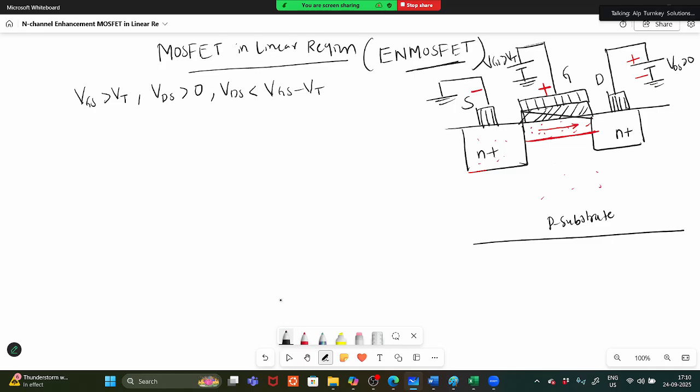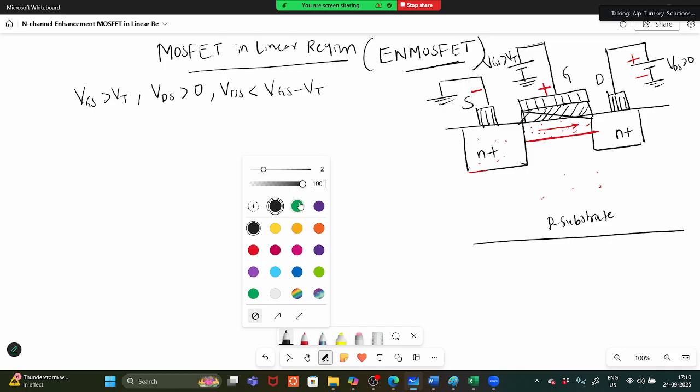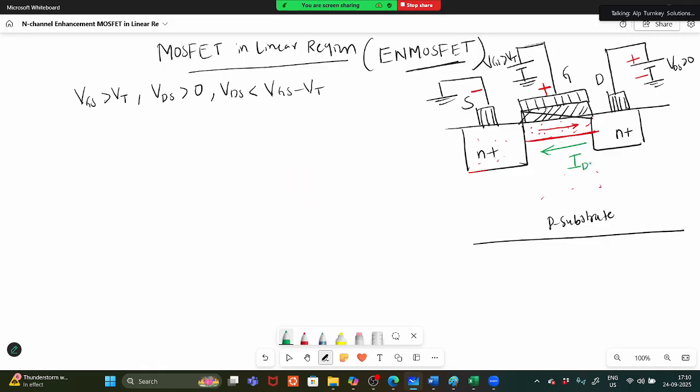What is the conventional current? The current will flow from drain to source. This is nothing but IDS, which we call ID.